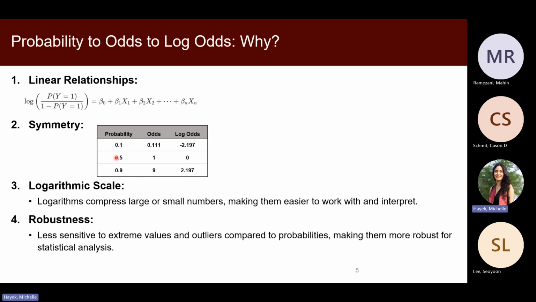So if we see an example here, we can see how the log odds has this sort of symmetry showing the negative and positive values. The third reason is the logarithmic scale. Logarithms compress large or small numbers and make it easier to work with and interpret. And it's robust, so it's less sensitive to extreme values and outliers compared to probabilities, which makes it more robust for the analysis.